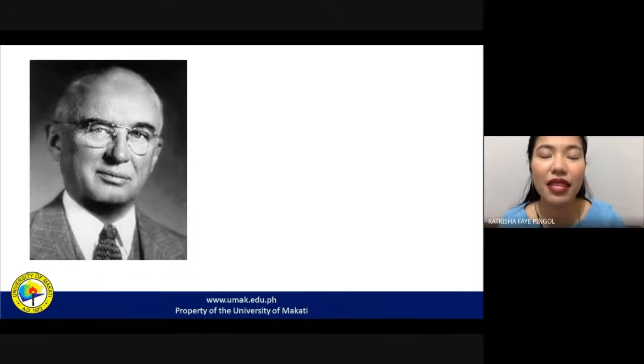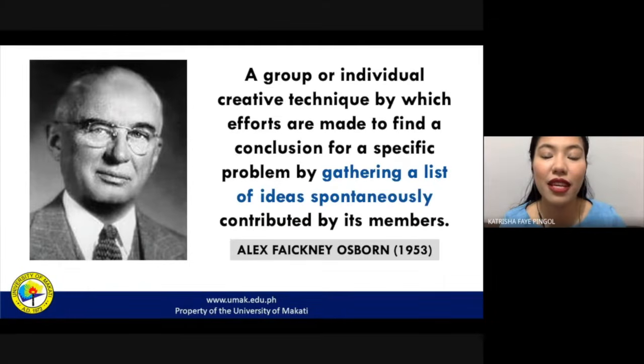All right, now we have this man. His name is Alex Faickney Osborne. And in 1953, he was the first one to coin the term brainstorming. He used this term in his book, which is entitled Applied Imagination.